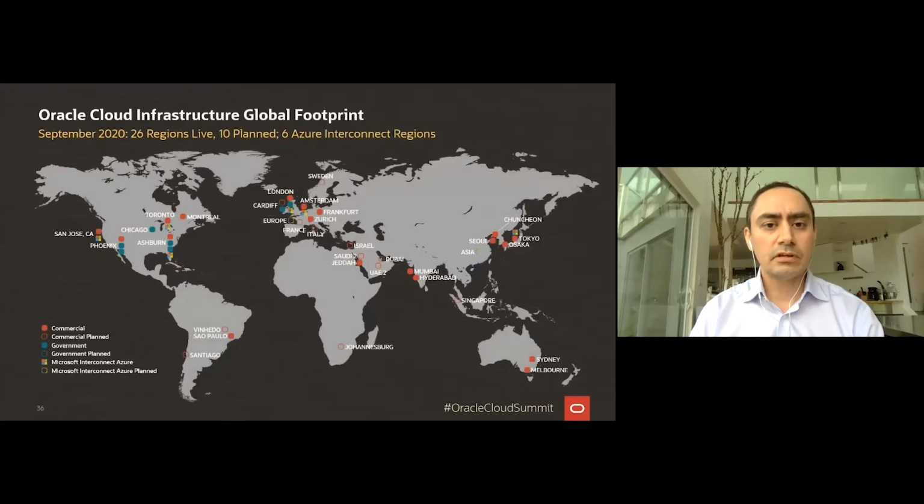Now, over the last few years, we at Oracle have been investing heavily in building out our cloud regions to deliver services to you wherever you may reside across the globe. And today we are at 26 cloud regions worldwide, more than AWS. And we are also planning another 10 over the course of the next year, for a total of 36 cloud regions worldwide.